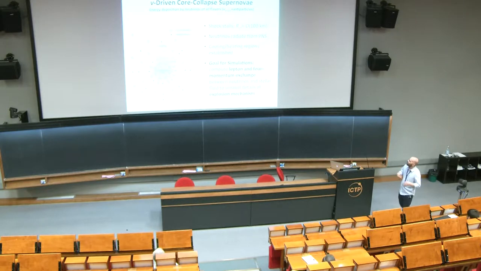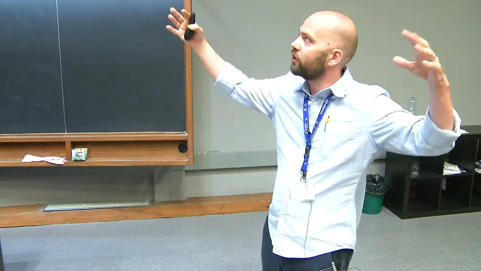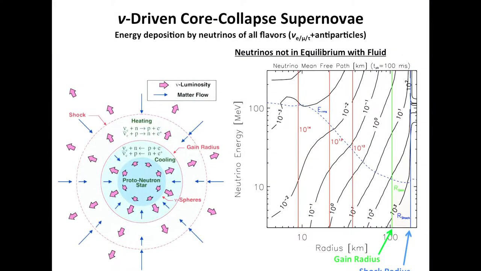to study how this energy, so you have inflow material, there's a ram pressure on the shock, and this ram pressure must be overcome by some pressure or stresses from below that will push the shock out. And it's not so easy. Neutrinos are not in equilibrium with the fluid.